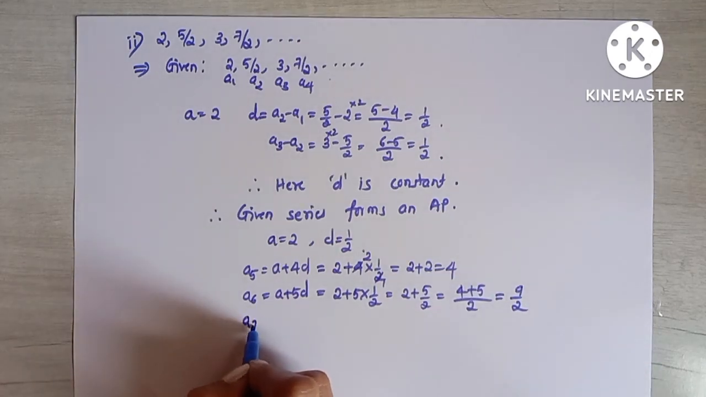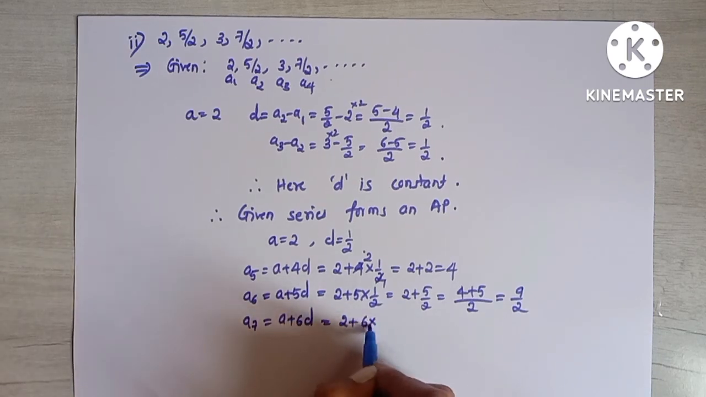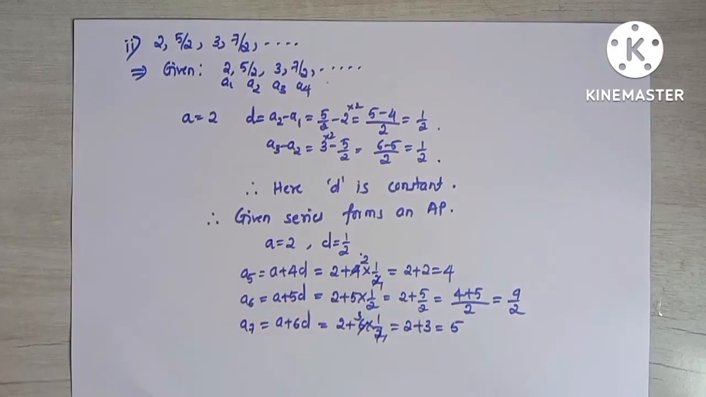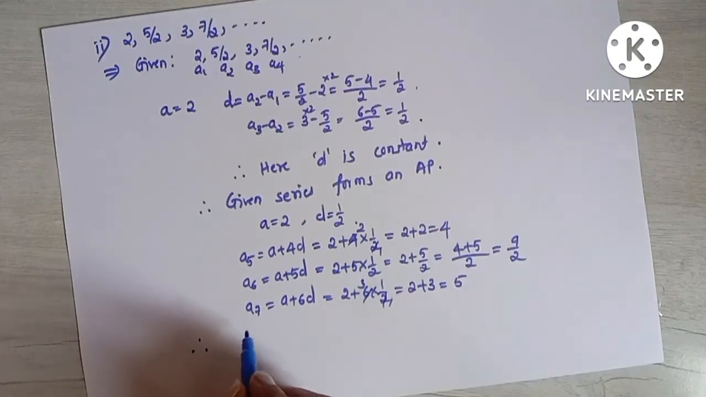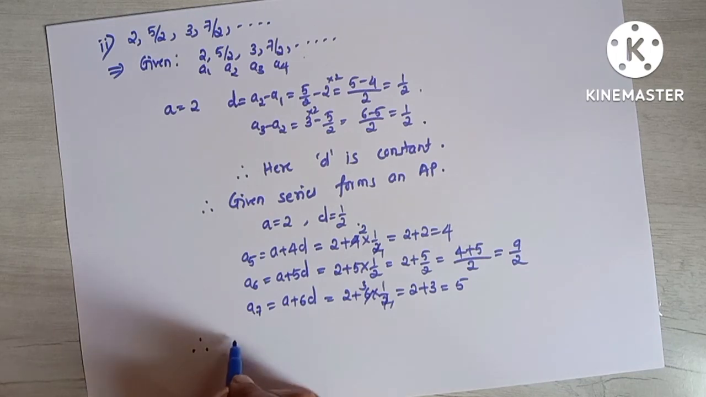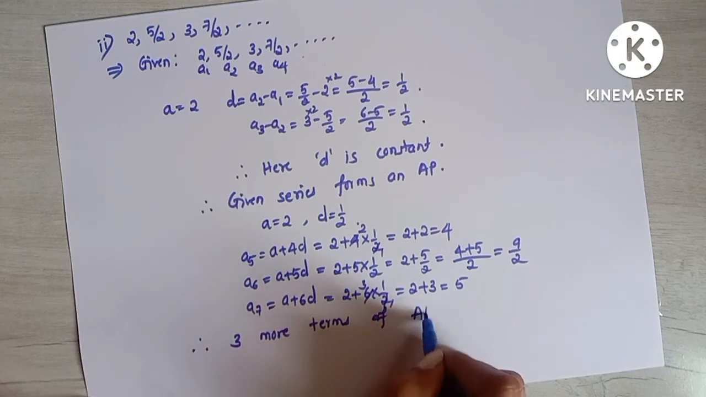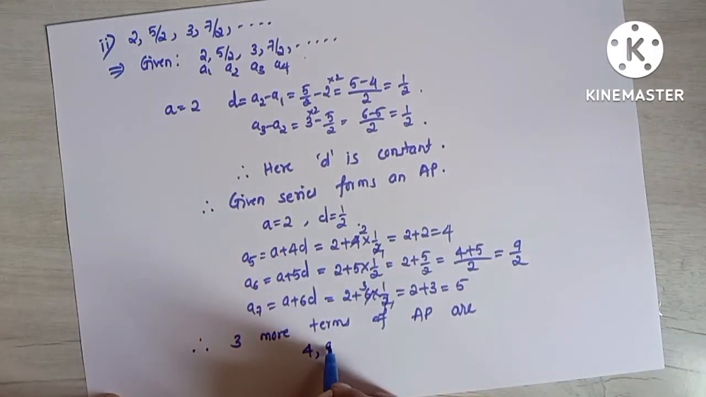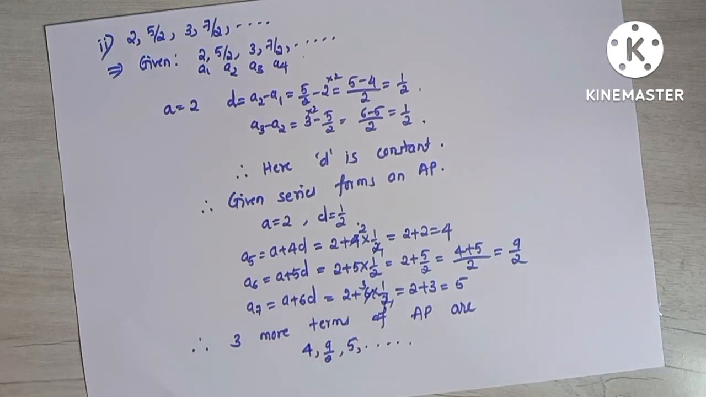Next, A7 is A plus 6D. A is 2 plus 6 into 1 by 2. That is 2 ones are 2, 3 twos are 6. It is 2 plus 3. So 2 plus 3 is 5. So, these are the next 3 terms. Therefore, 3 more terms of the AP are 4, 9 by 2, 5.